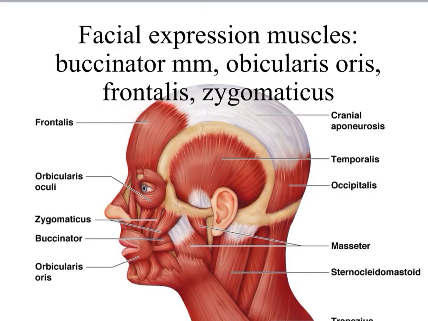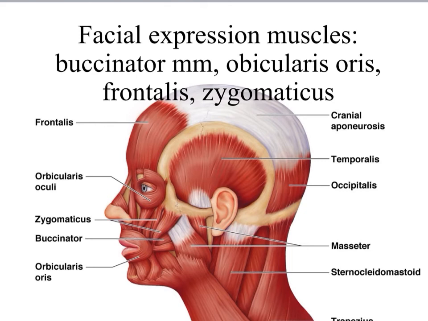Okay, so let's go through some muscles that you're going to be expected to know, both for the written exam and the practical exam. I've already told you that the extrinsic eye muscles are on the outside of the globe. You don't have to know them individually, just know that they're extrinsic. And the intrinsic eye muscles are inside the eyeball itself. The muscles of facial expression you need to know.